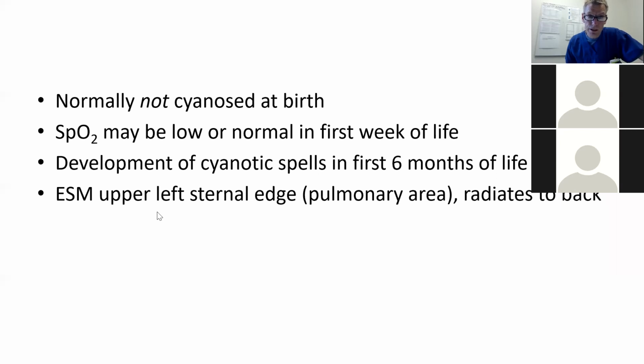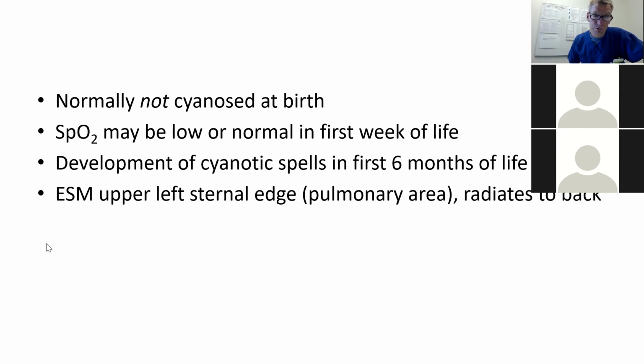Often these babies don't become cyanosed until about 2 to 3 months of life. And so there is a difference between seeing a baby with cyanosis at the time of birth or in the first day, compared with seeing an infant with cyanosis at 2 or 3 months of life. The baby with cyanosis at 2 or 3 months of life is much more likely to have tetralogy of Fallot, and the baby who's got cyanosis at the time of birth has something else, and I'll explain what they are.